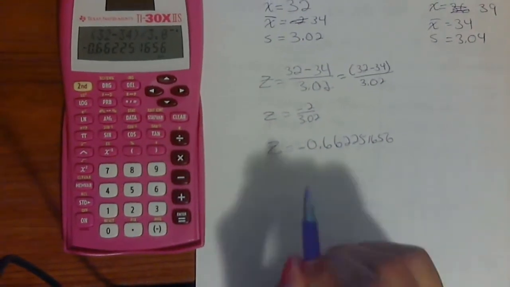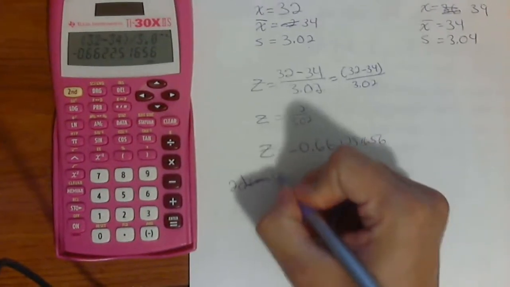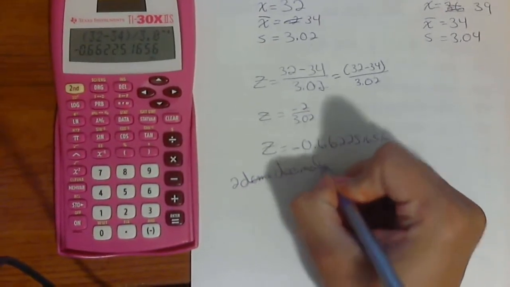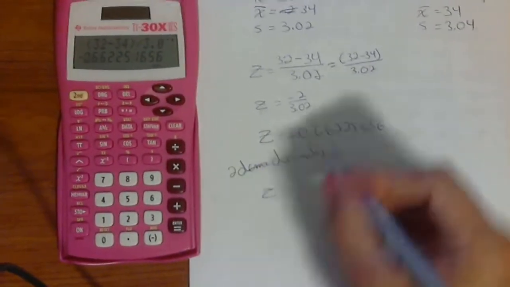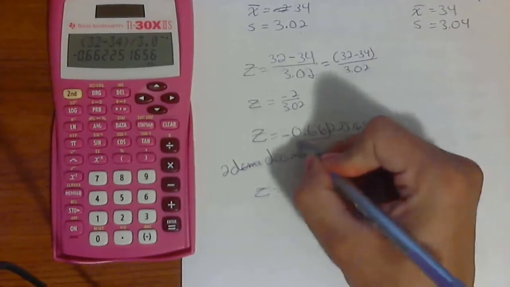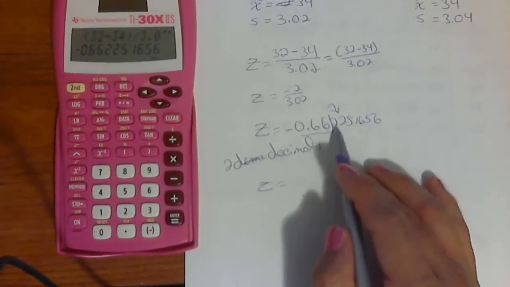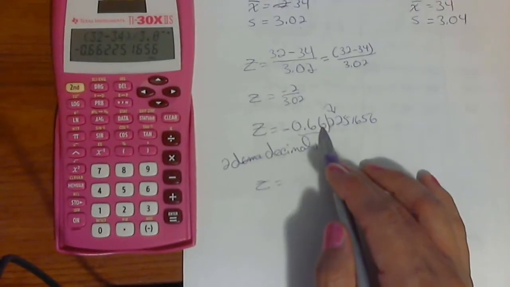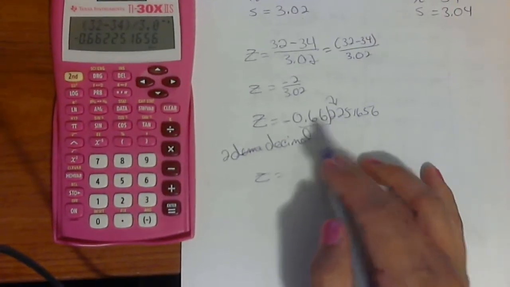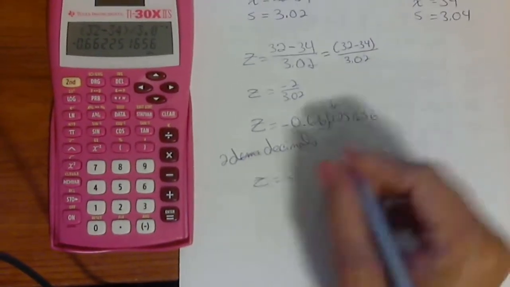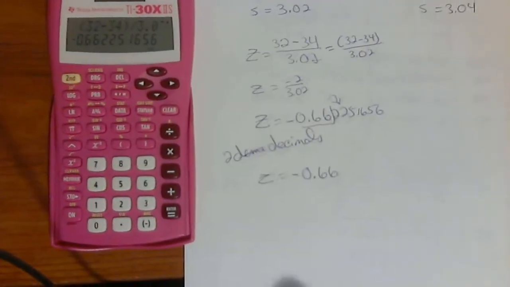Now z-scores are only 2 decimal places. So we're going to have 2 decimals. So I'm going to leave it, z is equal to, I want to keep these 2 decimal places, but for rounding I have to look at the next number. If this next number is 5 or greater, I go up on this one. If it's 4 or less, I stay with this number. So in this case it's a 2, so I'm going to stay with -0.66.